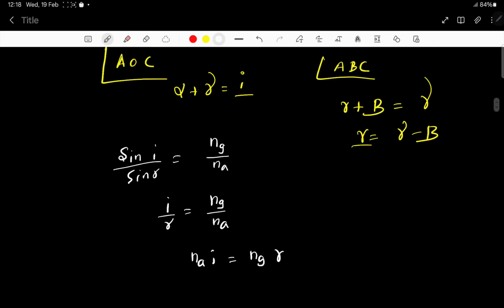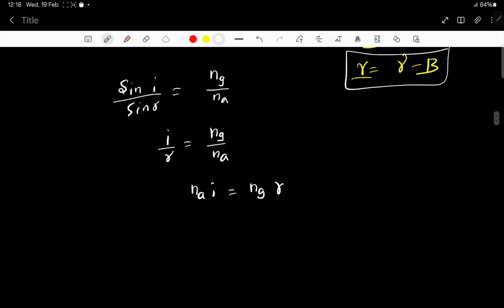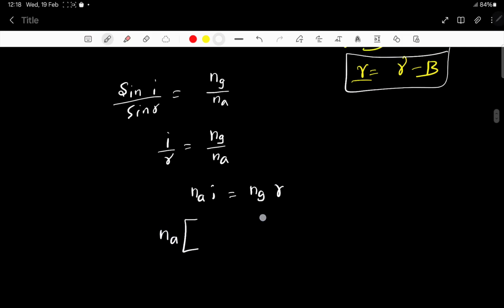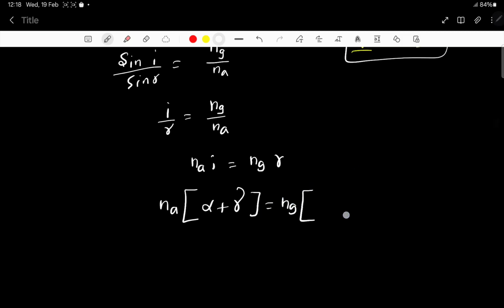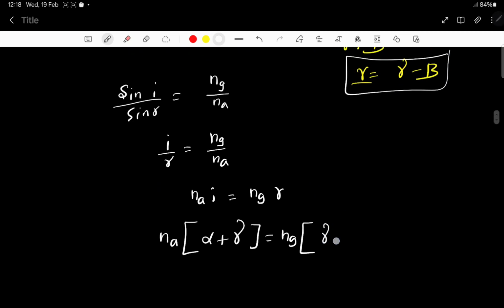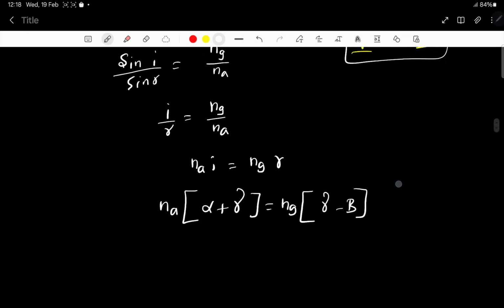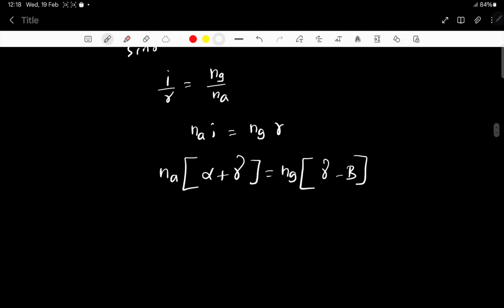In the place of I I can replace this, and in the place of R I can replace this. If I do that, I will have alpha plus gamma equal to NG into gamma minus beta. I got an expression like this.